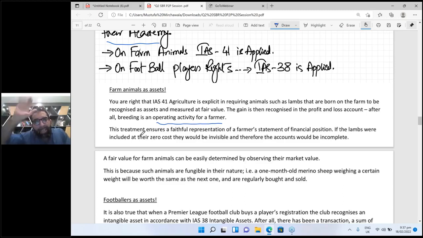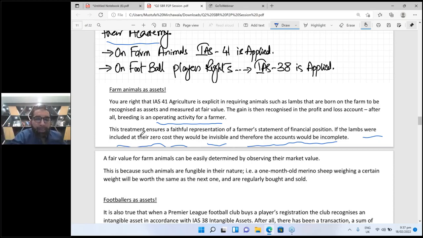I told you the matching of income and expenses. I gave you the example of goats. This treatment ensures a faithful representation of the farmer's statement of financial position. If the lambs were included at their zero cost, they would be invisible, and therefore the accounts would be incomplete. Just think, at the beginning of the year we had 3 goats. Now we have 4 goats after the birth of a new baby. So we have to report the 4. Otherwise, this will be an invisible baby.